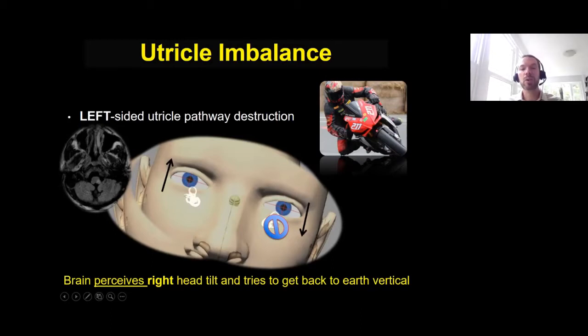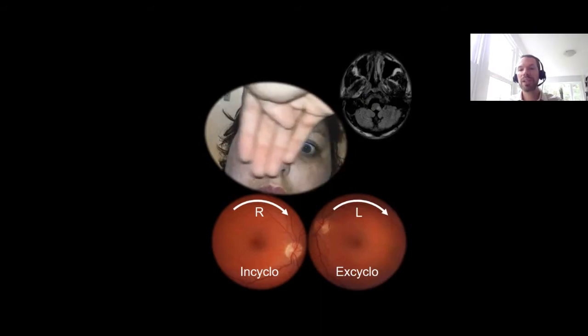In this case, you're going to see a pathologic skew. The right eye will come up, the left eye will come down, and you're going to see this ocular counter roll. So this is the ocular tilt reaction, the triad of head tilt, skew deviation, and ocular counter roll. And here it is in action.